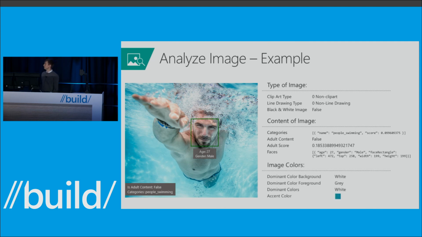The final set of features I'll mention from this Analyze Image service are colors. We can describe with this service what the dominant colors are in the front of the image and the back of the image. We can also tell you what the accent color would be that works best with the image. By knowing this color information about an image, you can make it look beautiful within your application without having to do a bunch of custom work for each individual photo.